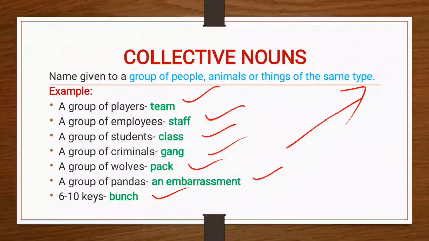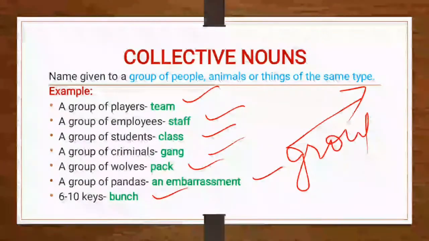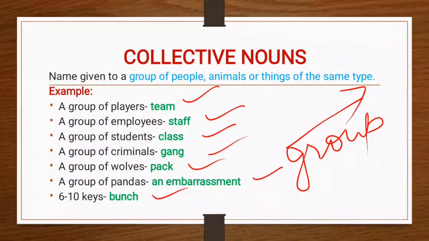But sometimes you might be in a situation where you want to use a collective noun but you don't know it or you cannot recollect it. Like you want to say a gang of criminals, but you cannot remember the word gang. So what can you do? You can simply use the word group. Yes, a group of criminals, and your meaning will be clear.